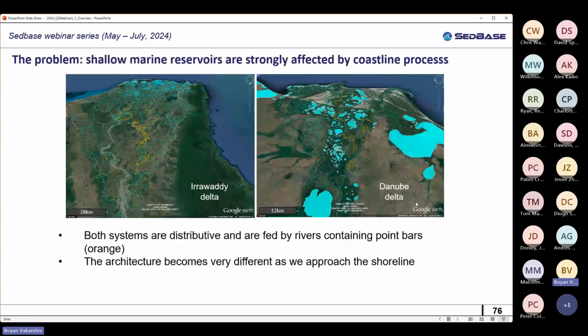To illustrate some of the problems, here you have a couple of systems from our database. We have the Irrawaddy Delta on the left, the Danube Delta on the right. Both of these deltas are fed by rivers which are somewhat similar.